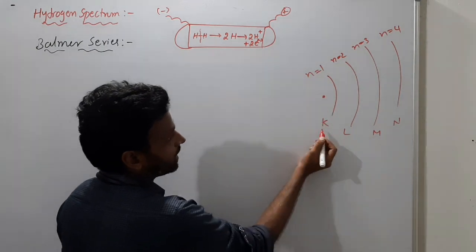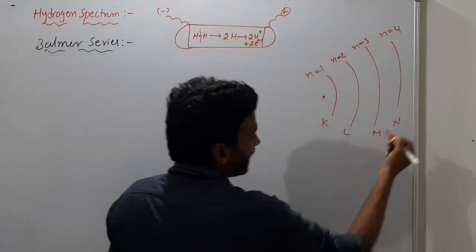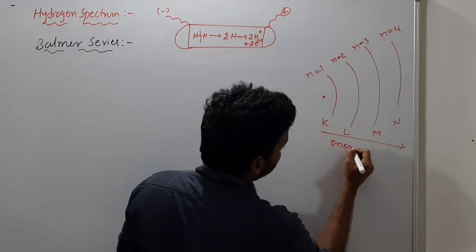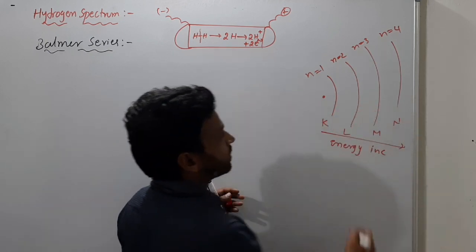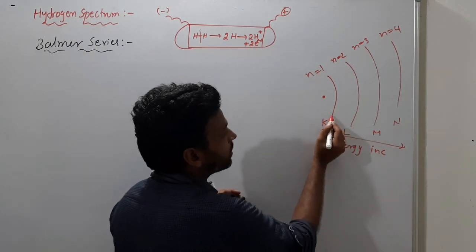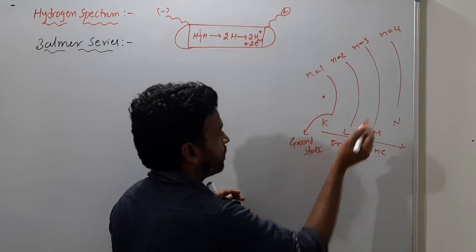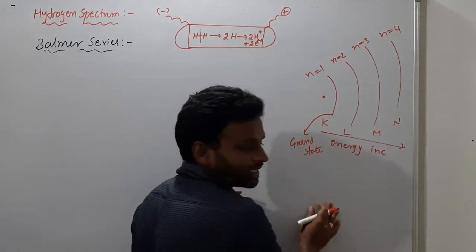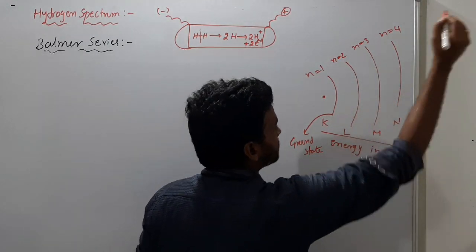If n equals 1, it is the K shell; n equals 2, L shell; n equals 3, M shell; n equals 4, N shell, like that. As you go away from the nucleus, energy increases. That means the N shell has more energy, and the K shell has less energy. So the ultimate ground state is the K shell. This is called the ground state for every atom. The least energetic is the K shell, that is the ground state. In general, these others are all called excited states.